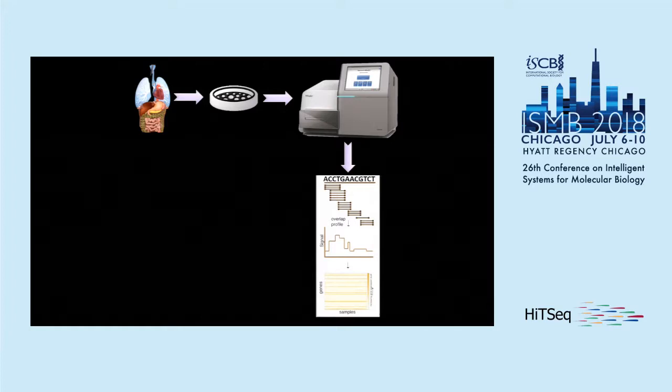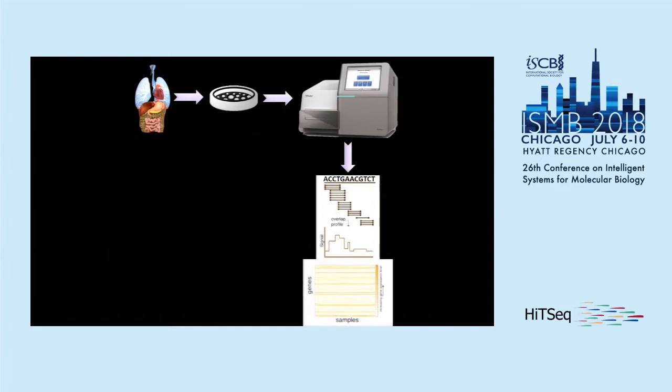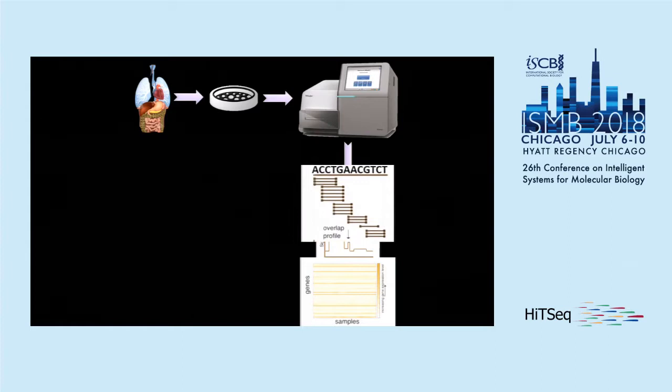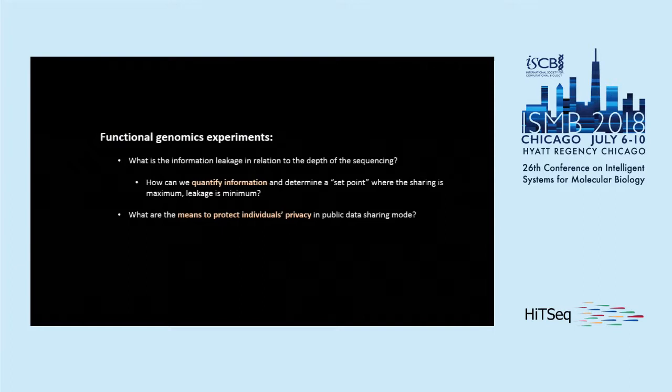If you want to know the gene expression in different tissues from the same individual, you take samples from this individual's different tissues, you send them to the sequencer, and then you overlap all these sequences with known genes, and then you can say in which sample which gene is expressed. What you want at the end is this matrix of genes versus samples, but it comes with this data, and this might take us back to the individual.